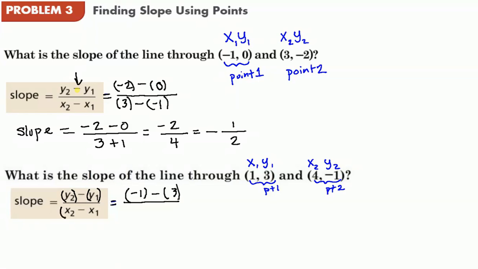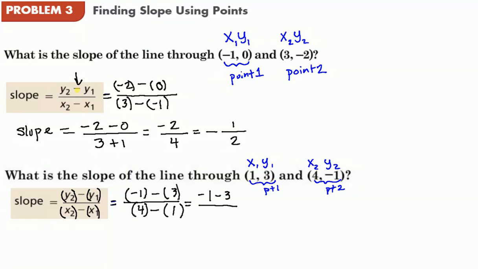I'm going to do the same thing for x2 and x1. For x2, I am going to use 4 minus the value of x1, which is going to be a 1. I'm going to simplify this further. This is going to be negative 1, so I'm going to get rid of the parentheses, and I'm going to get rid of these parentheses because there's no change, so it's going to be negative 3.